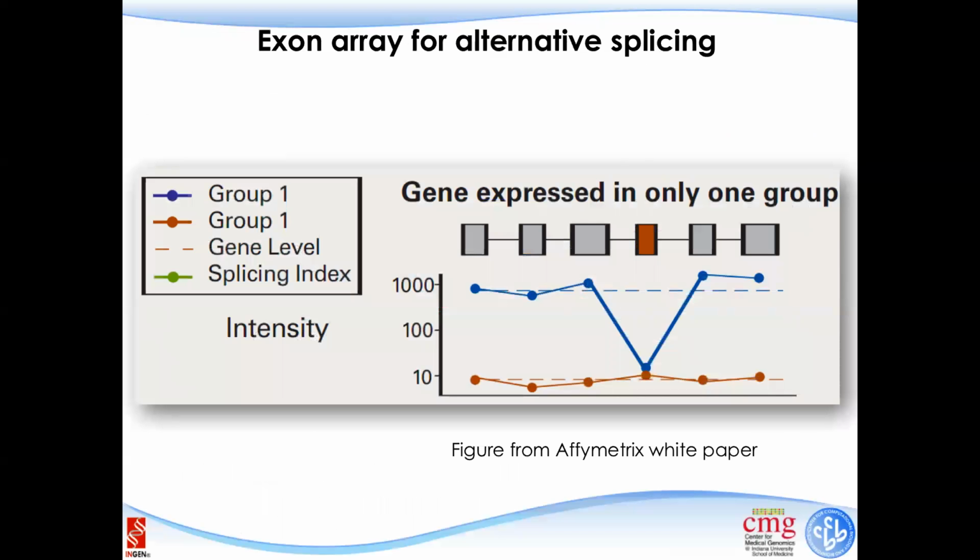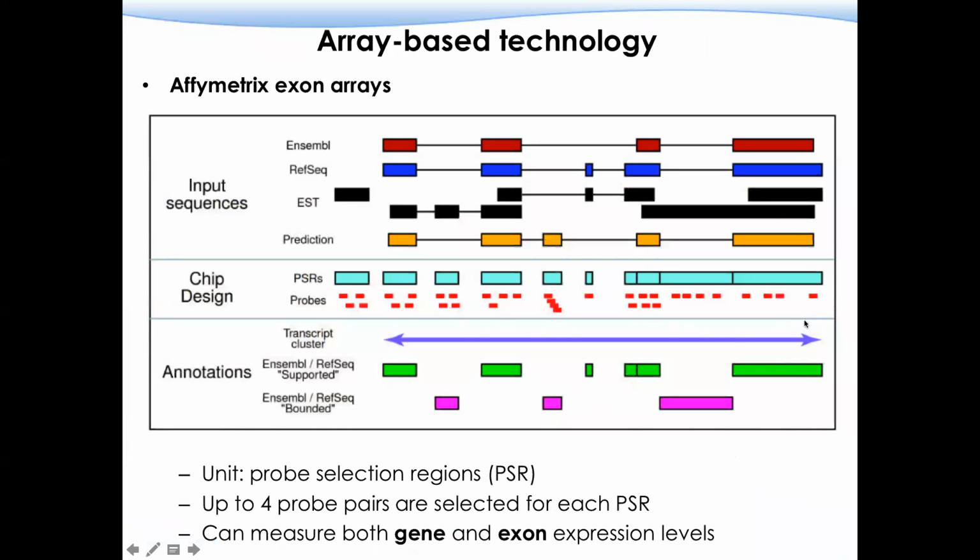So basically, with the array-based experiment, what we need is that we really truly know the isoforms before we design the experiment. If there is some unknown alternative splicing isoform, some isoform we don't know, we cannot design probes.